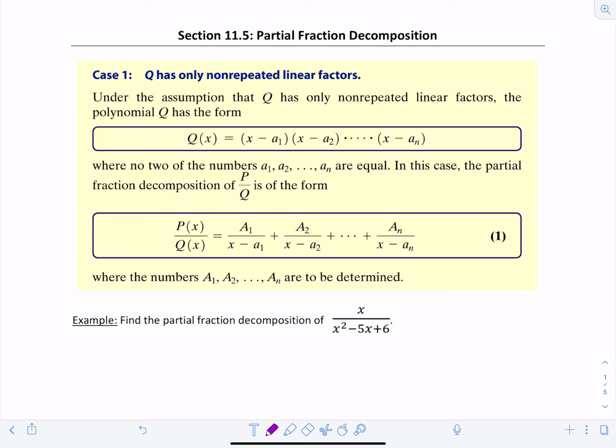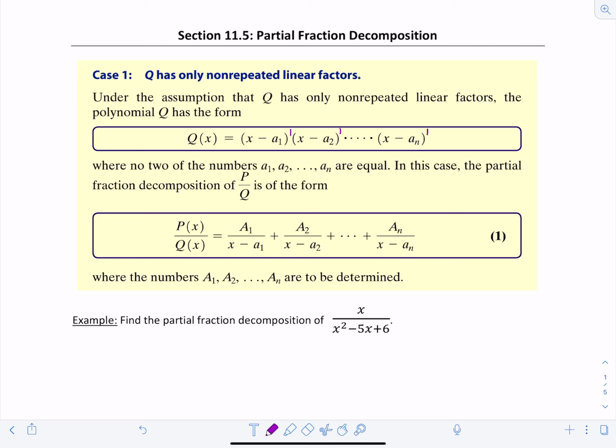Okay, so there's four main cases when you're doing partial fraction decomposition, and I'm going to go through an example of each case. The first one is Q, which is the denominator factored, has only non-repeated linear factors. So each of the factors of the denominator are unique, and they're all linear, meaning they're all raised to the first power.